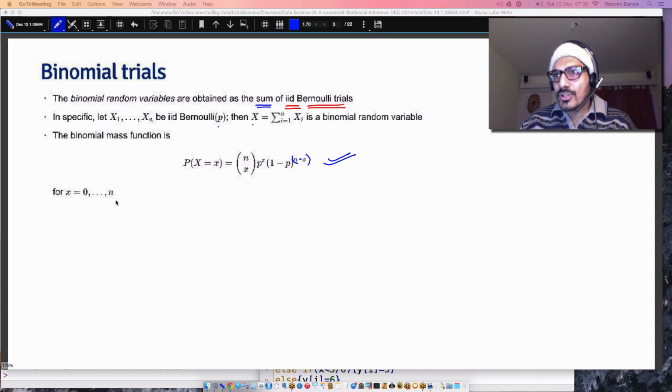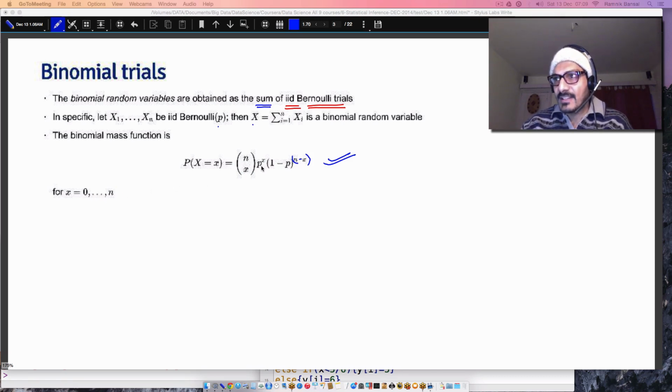So for x equal to 0 to n. In case we substitute x as 1, it becomes the same as what we had. We get back the Bernoulli trial distribution. We say p raised to 1 into 1 minus p. Sorry, x will be 0 to 1, whereas n can be 1.